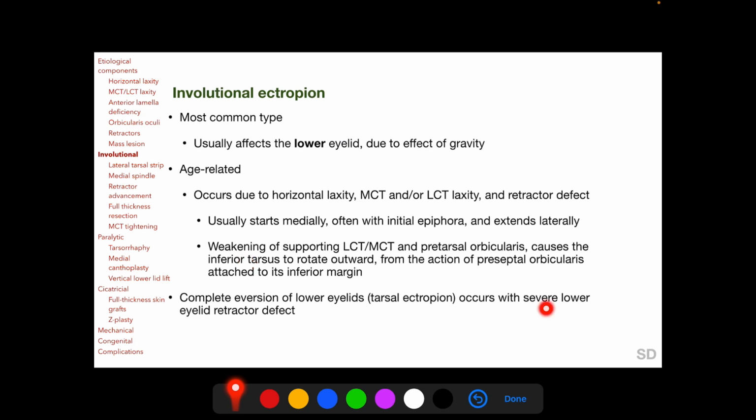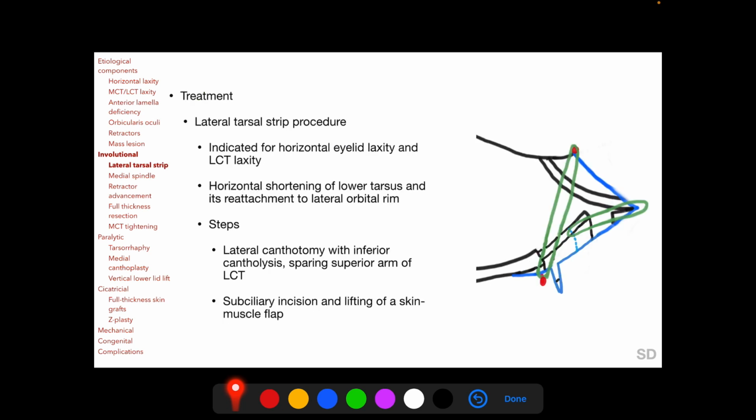In severe lower eyelid retractor defect, complete eversion of the lower eyelids may be found, and this is called tarsal ectropion. Surgical correction of ectropion in a patient depends on the underlying etiological risk factors present in that patient, which can be detected by the clinical examination.